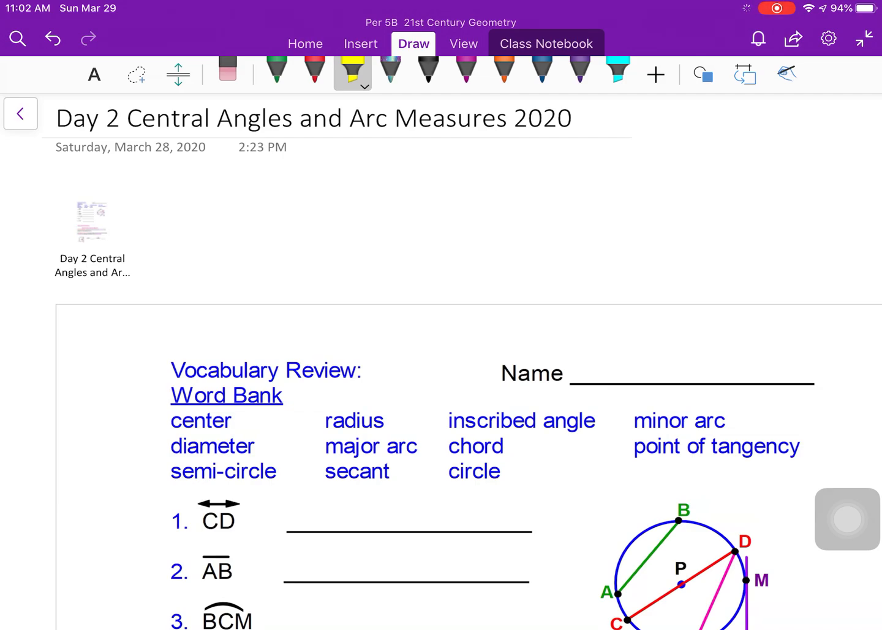Well, I hope that first section in Chapter 11 went well for you. And again, that was mostly on vocabulary. We're going to review a little bit of the vocabulary at the start of this. But this second section will be on central angles and arc measures.